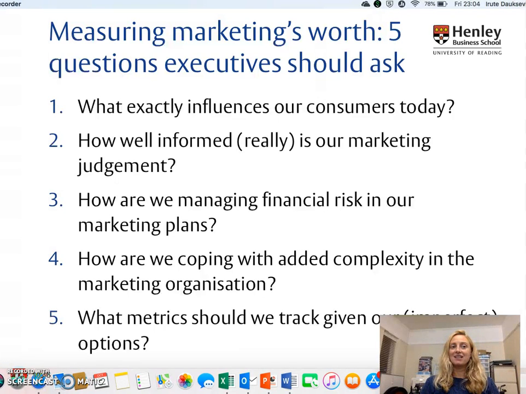And here the lesson is that data remains only as useful as the expertise you bring in. Good judgment will always remain a hallmark of the best marketers. Number 3: how are we managing financial risk in our marketing plans?